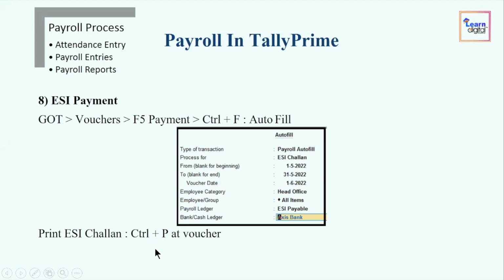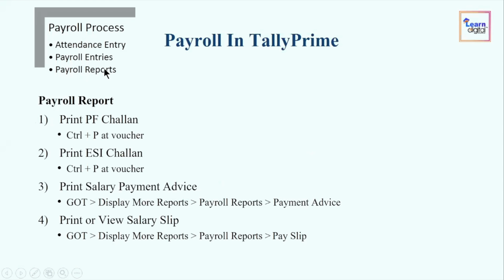So we have done with all the payroll entries till now. Now we'll go for payroll reports. Just now we have seen the PF challan, also the ESI challan. How to open that PF challan or take a printout of the PF challan? Go to that particular entry, open that entry and press Ctrl P. Whether it is a PF challan or ESI challan, you can take a printout in this way. Before taking a printout, always check the preview by pressing I.